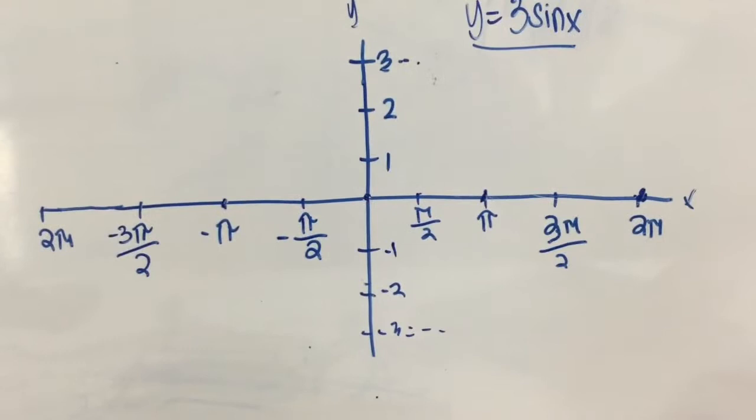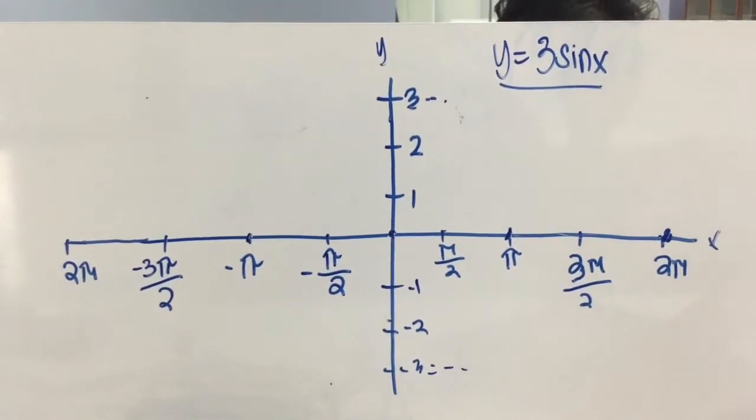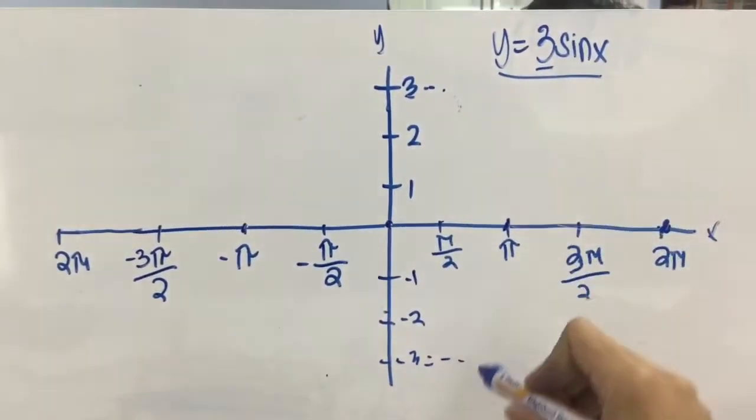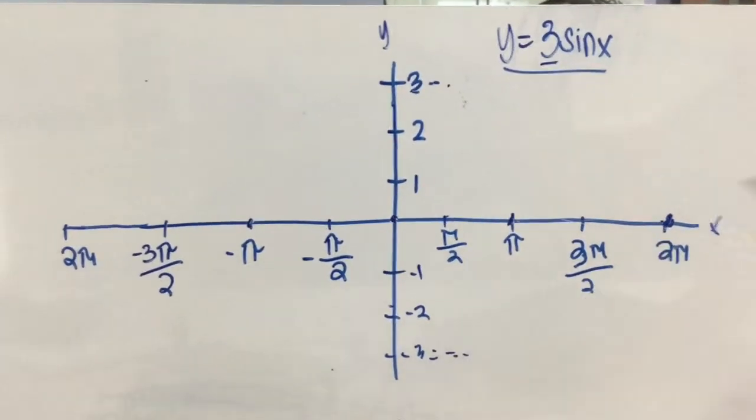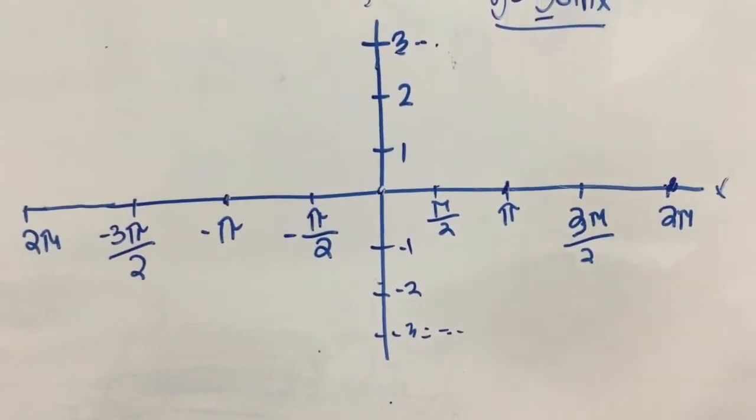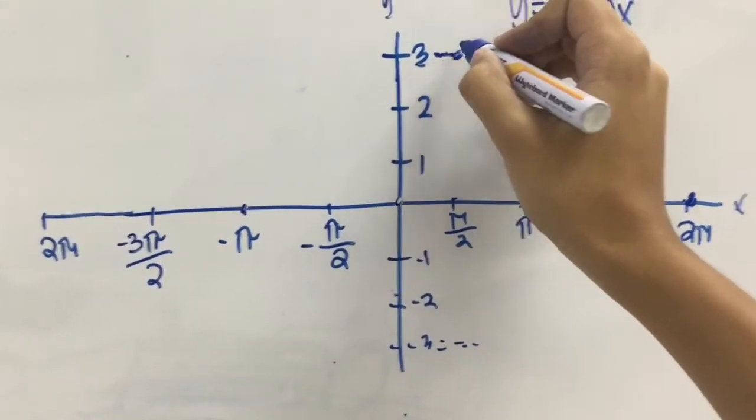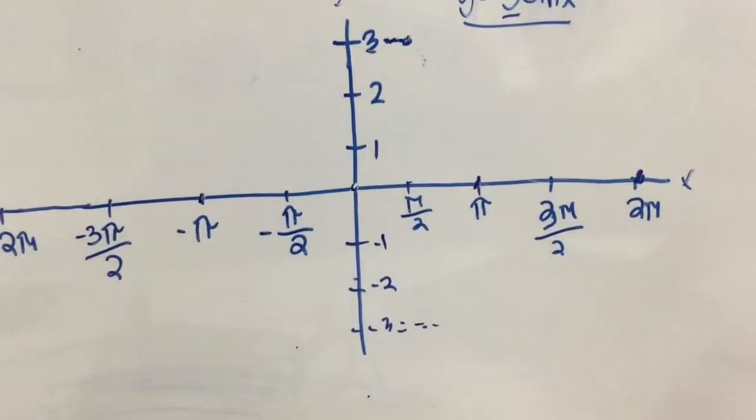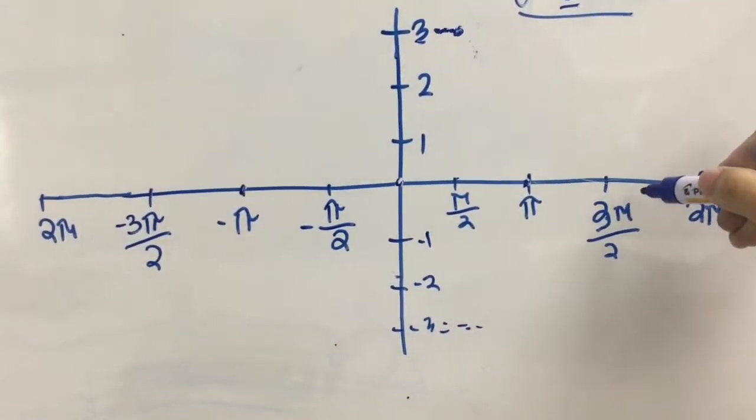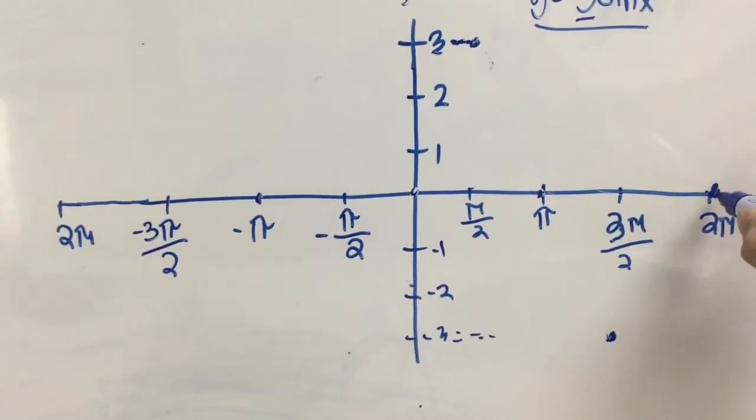y is equal to 3 sine x. So what we're going to do is just change the amplitude. So instead of going up to positive 1 and going down to negative 1, it will now go up to positive 3 since we have a 3 here, and going down to negative 3. So as usual, the sine of 0 is 0. The sine of pi over 2 is equal to 3. So as we can see, we now have an amplitude of 3. The sine of pi is equal to 0. The sine of 3 pi over 2 is equal to negative 3. And finally, the sine of 2 pi is equal to 0.